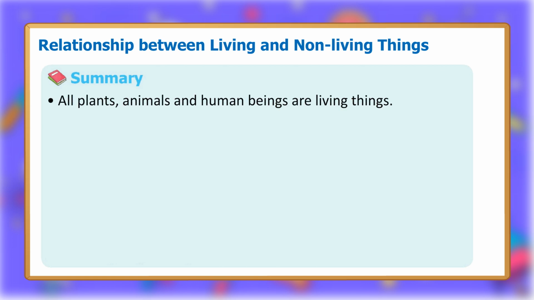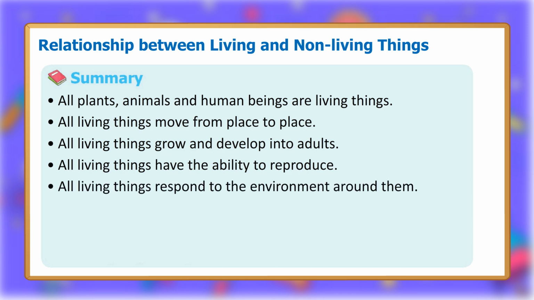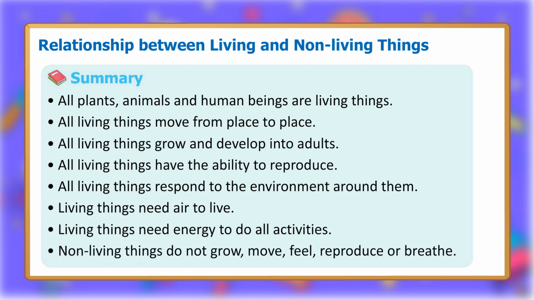Summary. All plants, animals and human beings are living things. All living things move from place to place. All living things grow and develop into adults. All living things have the ability to reproduce. All living things respond to the environment around them. Living things need air to live. Living things need energy to do all activities. Non-living things do not grow, move, feel, reproduce or breathe.